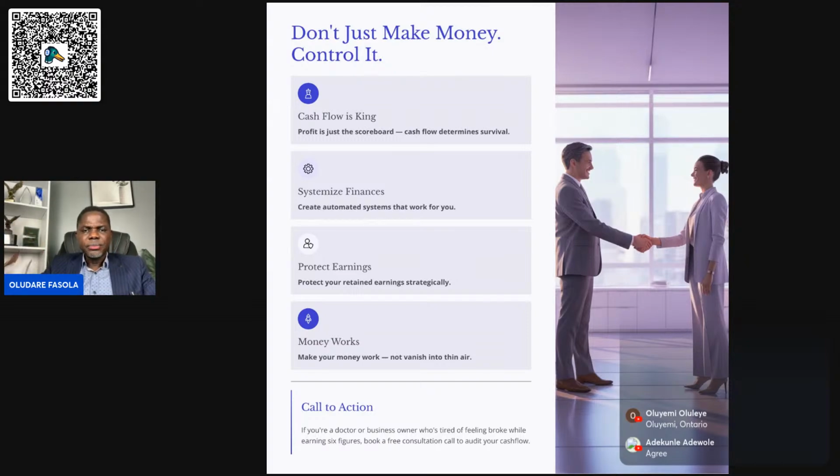Okay. Create automated systems that work for you. You can actually do this. You have a lot of software like QuickBooks that will help you to check your financial report at a glance, to see what is causing the leak in your business. Don't leave everything to your accountant. I'm talking to you right now as a business owner, surgeon, dentist. Don't leave everything to your accountant.